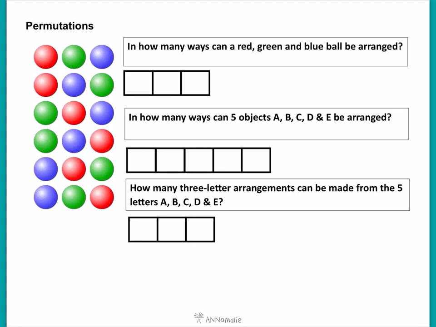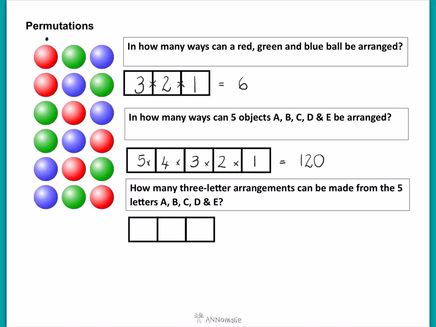So we can use the counting principle to answer this question. For the first position, we've got 3 balls to choose from, then only 2, and then only 1. So we multiply these together and we find an answer of 6 arrangements. In how many ways can 5 objects A, B, C, D, E be arranged? And that will then be 5 times by 4 times by 3 times by 2 times by 1. And that is 120 arrangements.